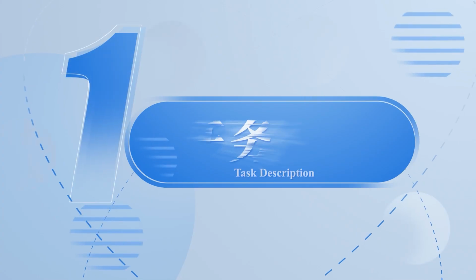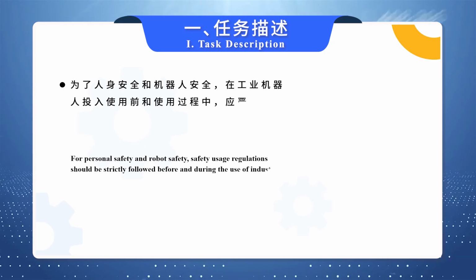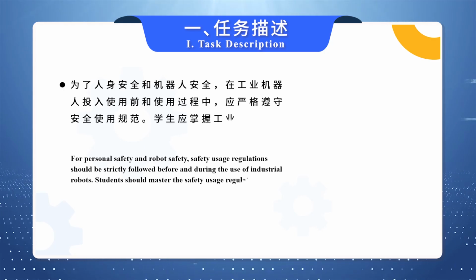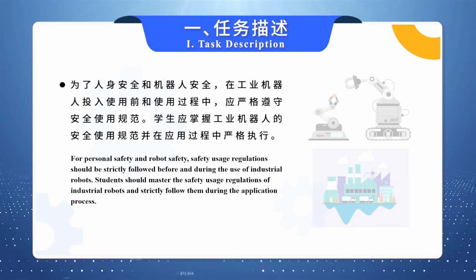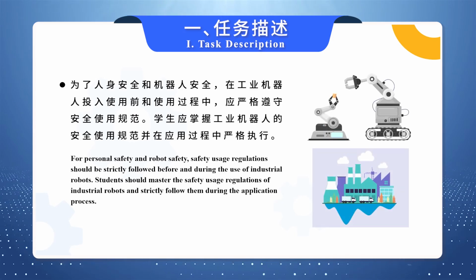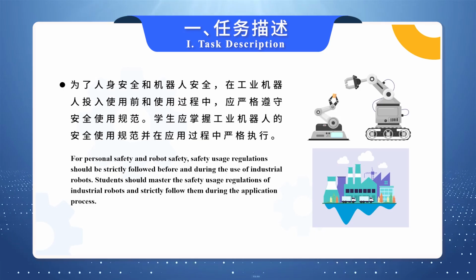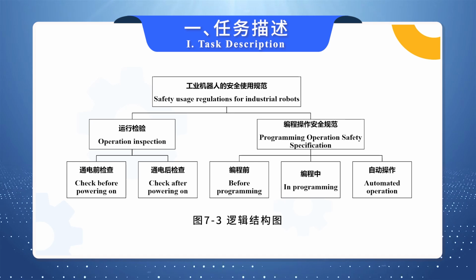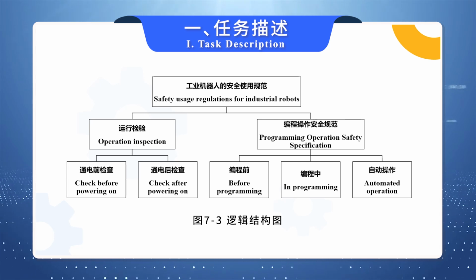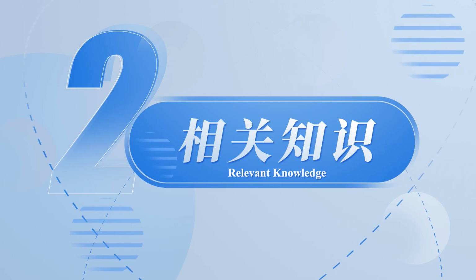Part 1, task description. For personal safety and robot safety, the safe operation specifications must be strictly followed before and during the use of industrial robots. Students should master these specifications and implement them strictly in practice. The logical structure of this task is shown in Figure 7-3. Part 2, Relevant Knowledge Learning.